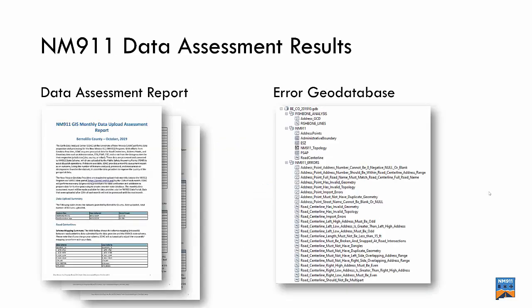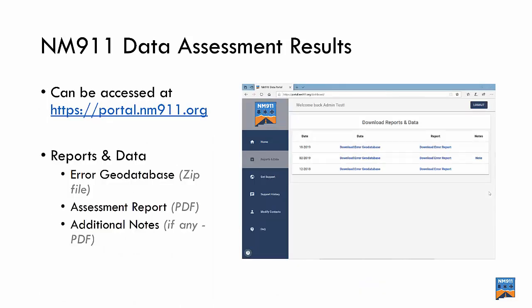As part of the validation process, an assessment report and an error geodatabase are created with errors or discrepancies that are found in the data. The report and the geodatabase will help the geodata providers to correct errors in their GIS data to improve data accuracy. The data assessment report and the error geodatabase can be downloaded from the NM911 data portal under the Reports and Data section. Validation reports and databases from all previous data uploads are available at this location.